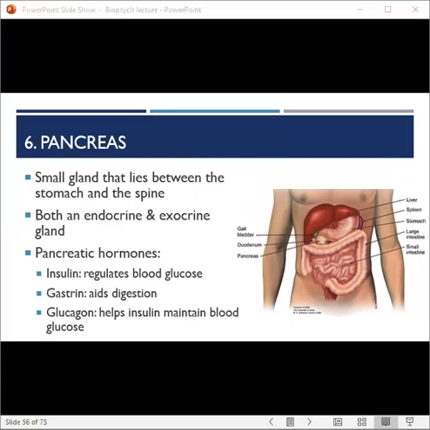The production of pancreatic hormones, including insulin, gastrin, and glucagon, plays an important role in maintaining the sugar and salt balance in our bodies. Insulin regulates blood glucose by allowing many of your body's cells to absorb and use glucose. In turn, this drops the blood glucose levels. Gastrin aids digestion by stimulating certain cells in the stomach to produce acid. And glucagon helps insulin maintain normal blood glucose by working in the opposite way of insulin, actually. It stimulates your cells to release glucose, raising your blood glucose levels.